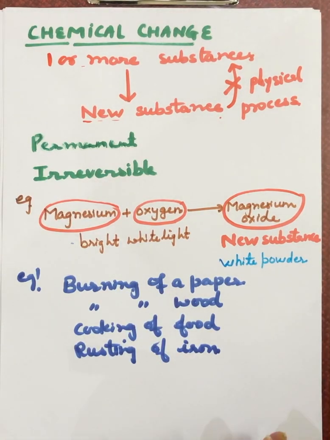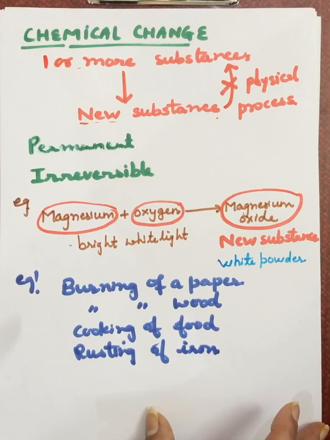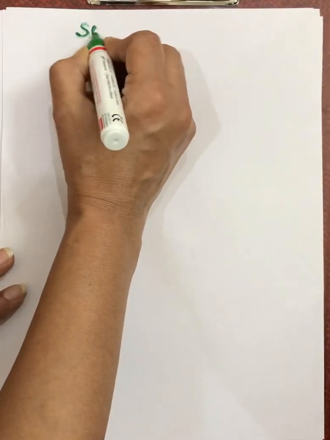So this is about the topic physical and chemical changes, and afterwards we'll do some examples to identify whether something comes under a physical change or a chemical change. Moving on to the next topic now, after this is solutions.